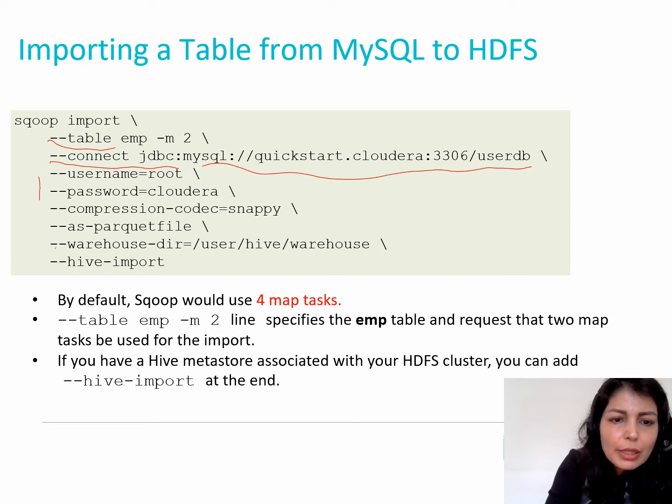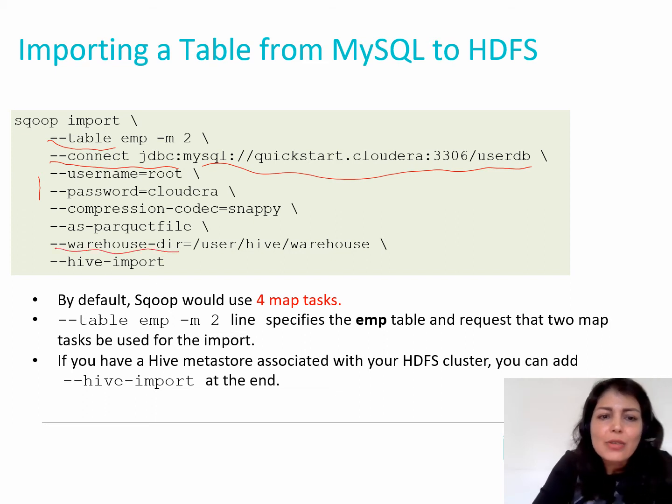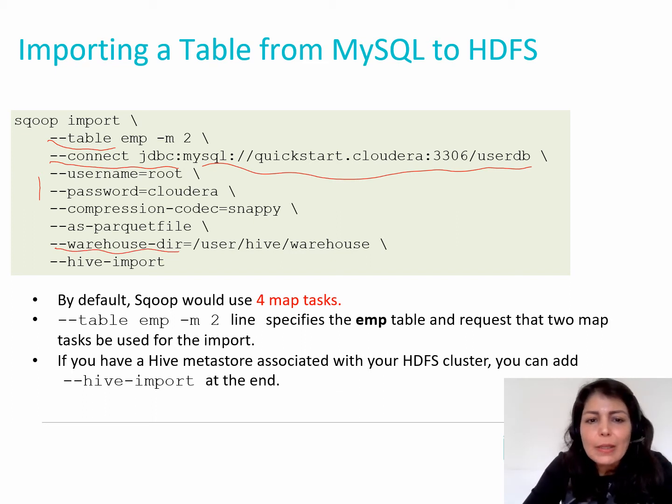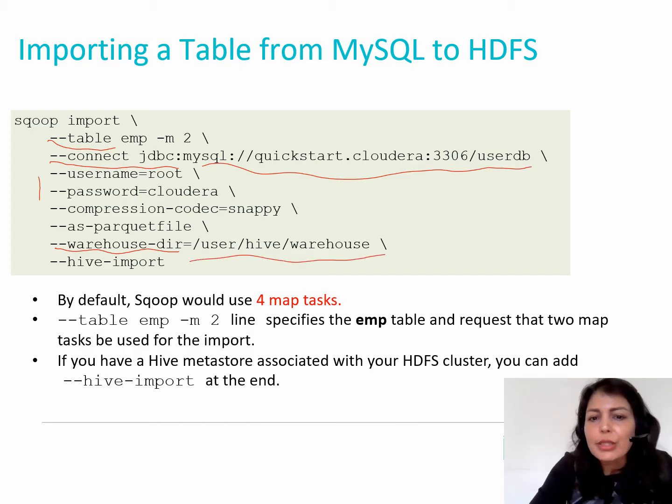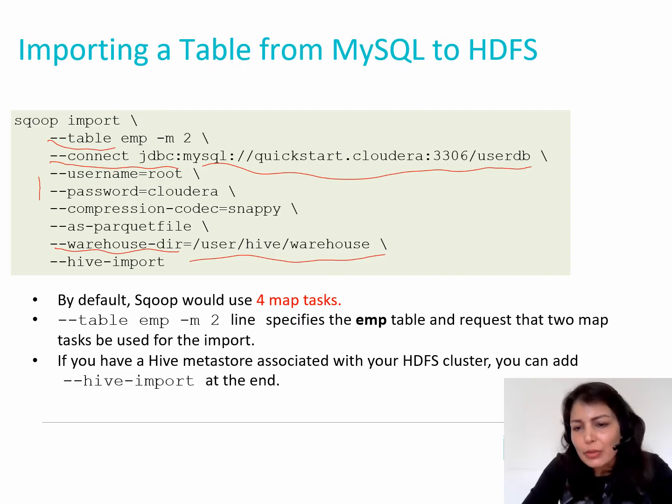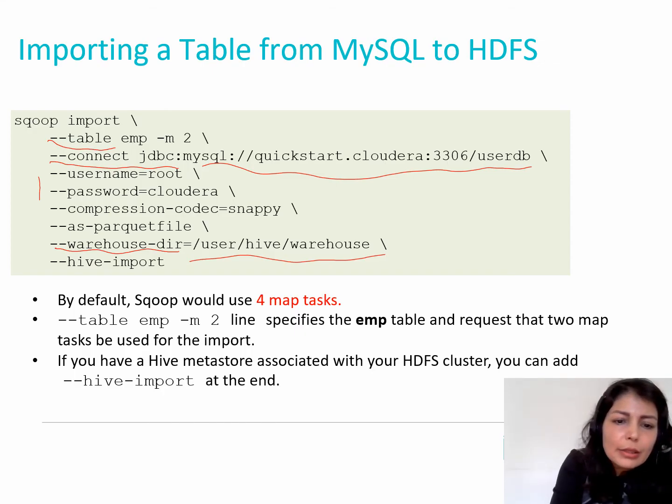Another important argument is warehouse directory. This is the location of the file that we want to be stored in Hadoop, in the HDFS. So we are using this directory because we want to directly use Hue. I'll explain Hue later.